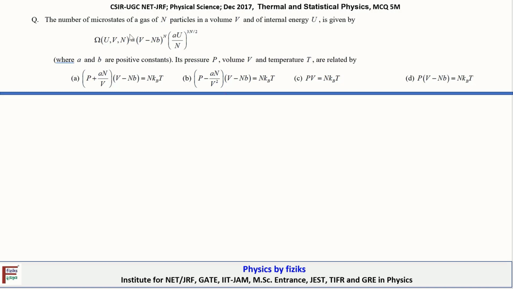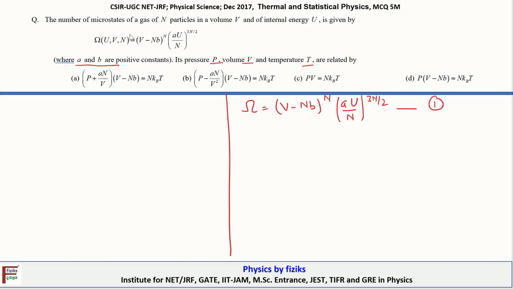What we are given is the number of microstates accessible to the given system, given by omega, which is equal to (V minus N v) to the power N, times (A U over N) to the power 3N by 2. A and v are given to be positive constants. Pressure, volume and T are related by the equation of state, so we are supposed to find it. Let's call this equation 1.